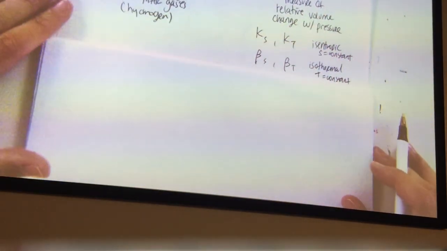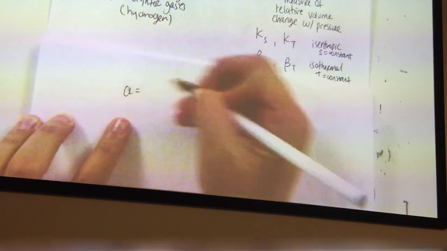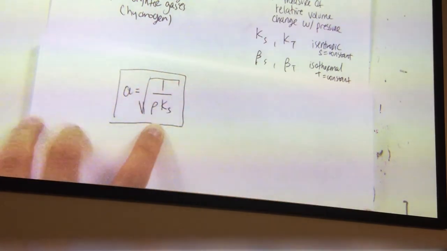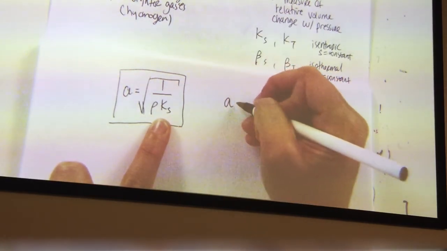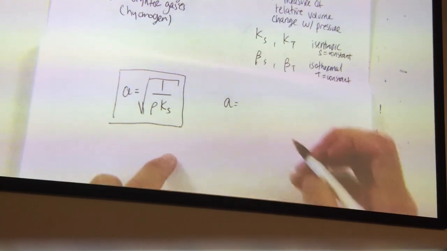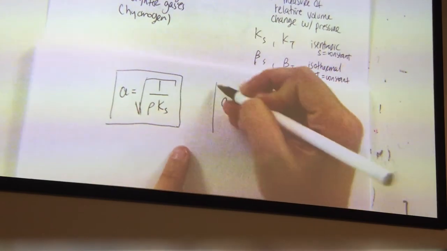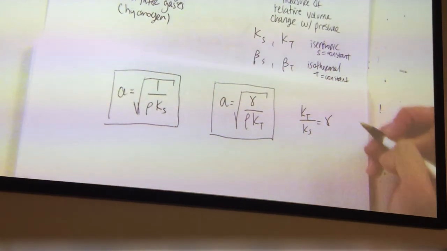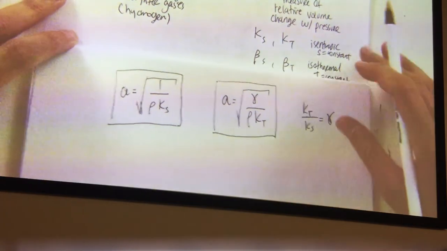So how are we to write the speed of sound in terms of these parameters? If we have isentropic flow, our a in terms of these parameters would be the square root of 1 over rho Ks. So we have the density of the substance we're dealing with, and we can find that compressibility constant. For isentropic flow, we get this equation. But if we have the compressibility constant in terms of isothermal, we can write it this way. We just have an extra gamma that we have to consider, in which Kt over Ks equals gamma. So if you have the gamma of the substance and one parameter, you can find the other one. And that will give the speed of sound within, let's say, liquids.